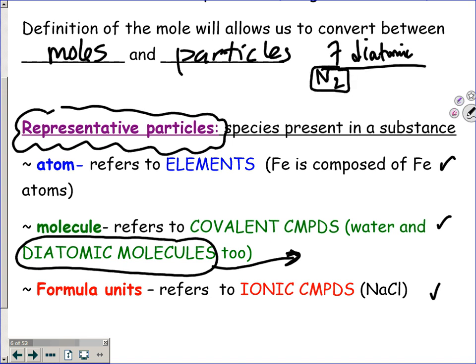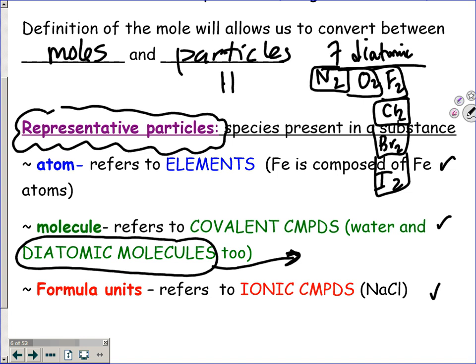So we'll write that as a diatomic, meaning a little subscript of 2. O2. What else? F2. Keep going. Cl2. Br2. I2. And there's one more. It's not on that side. Hydrogen gas, right? So these are the 7 diatomic molecules.